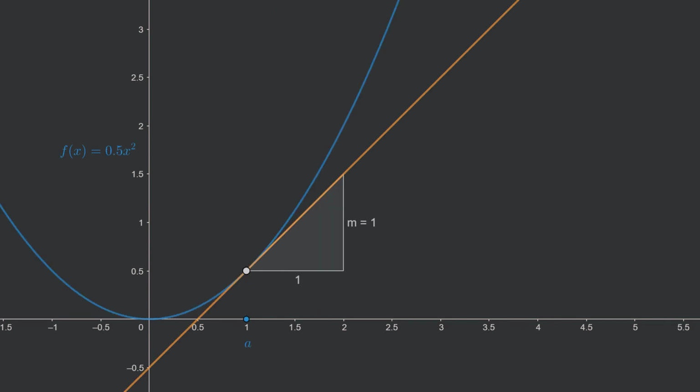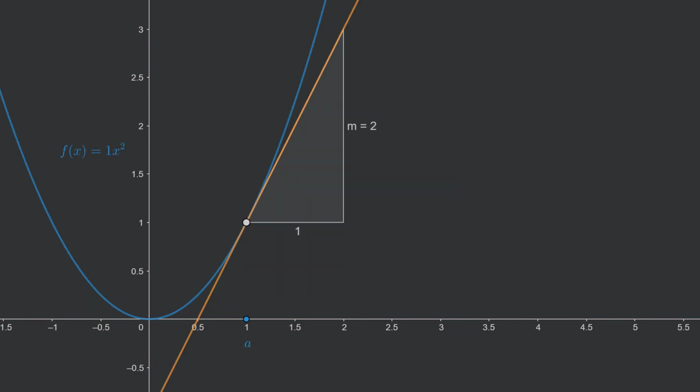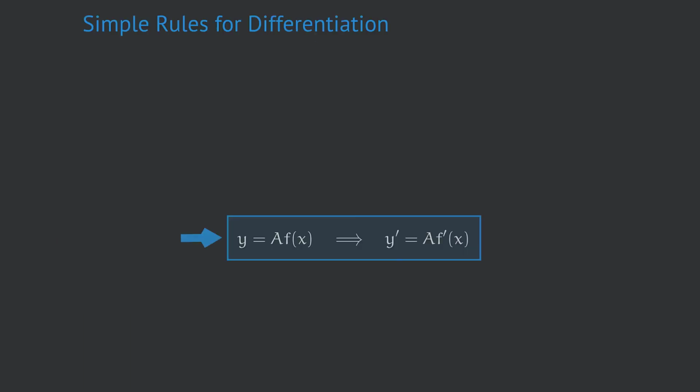This is also the case for different positions of the point A. For instance, here we have the function 0.5 times x squared and the tangent has slope 1. If I multiply the function by factor 2, we see that the slope of the tangent is multiplied by factor 2. So our expectation is the following. Whenever we multiply a function f by a constant factor a, the derivative of this function is also multiplied by this factor a. Again, we want to prove this using the differential quotient.